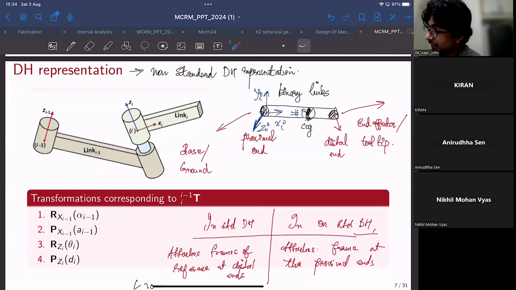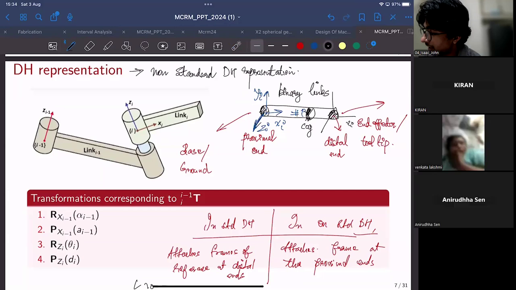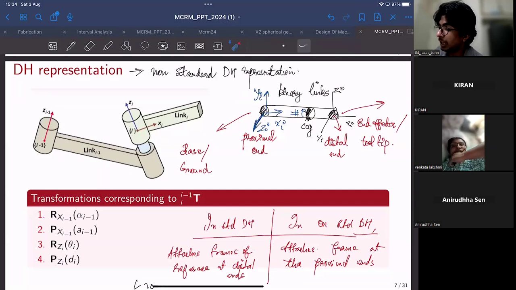And if this is the frame of reference that is attached at the proximal end, if you want to go to the COG, it will be more or less along the positive Xi axis. You can see it's along the positive axis. But if you are attaching a frame of reference at the distal end, for example, a frame of reference like this, Xi, Yi, and Zi, to label the attributes such as COG, you will have to come along the negative direction, along Xi. So this is the drawback of using the standard representation.